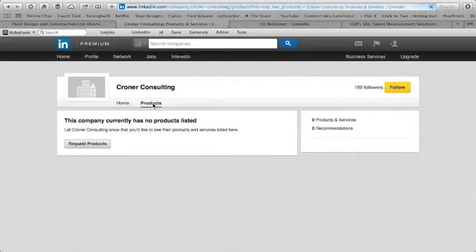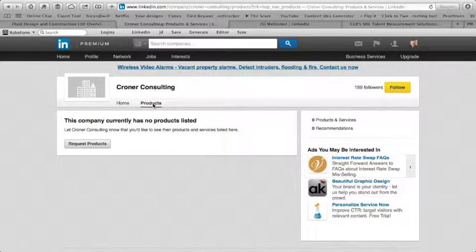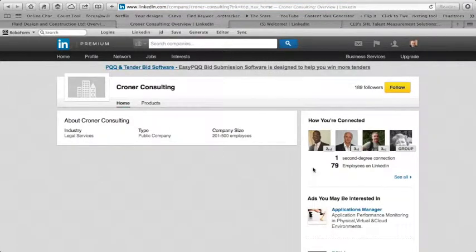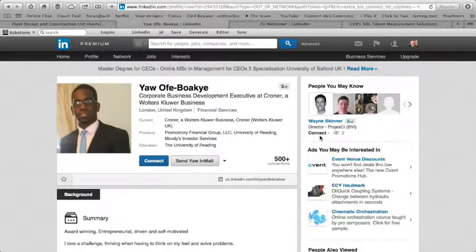And when you look to the product page, which is the second tab in, there's nothing there at all. To actually find out what Krona are about, you would have to click over here and look at the profile of one of their members of staff, and in this case it's Yor that we're looking at. You find out that he's the corporate business development executive at Krona, a Wolters Kluwer business, but that still doesn't actually tell you what they're all about.